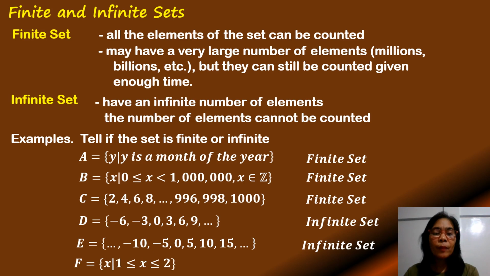Then we have F is the set of X such that X is greater than or equal to 1 but less than or equal to 2. So take note in here, when we have X greater than or equal to 1, less than or equal to 2, we are referring to all numbers between 1 and 2. And we know that there are infinite number of decimal numbers between 1 and 2. And so we say this is an infinite set.